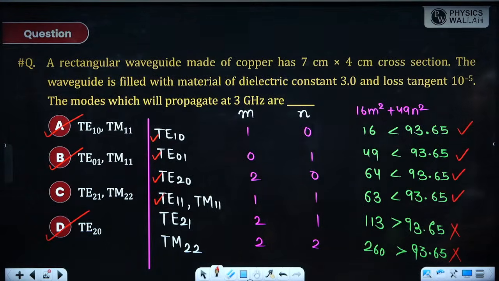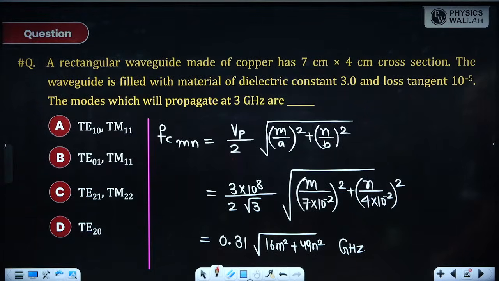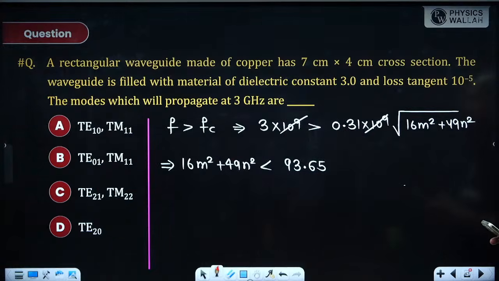So this type of question may be asked in the GATE exam. If I have done a calculation wrong somewhere, don't panic. I will check once again also. 30 divided by 2 divided by root 3 divided by 28.31. 3 divided by 0.31 square.